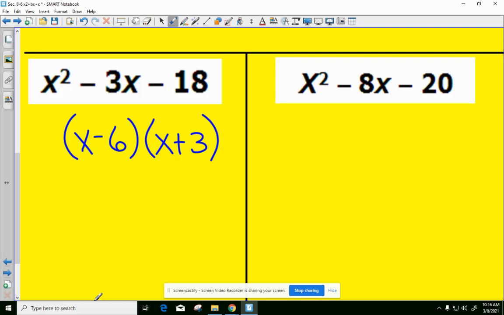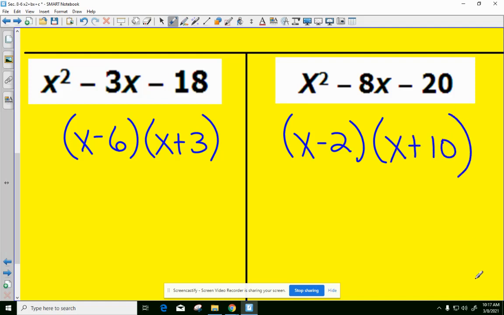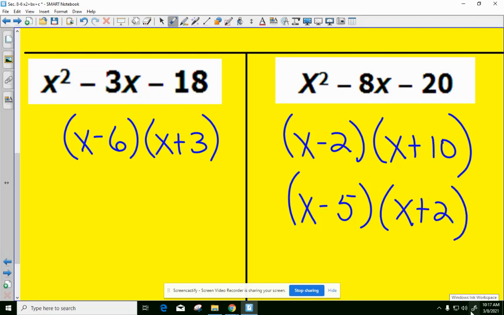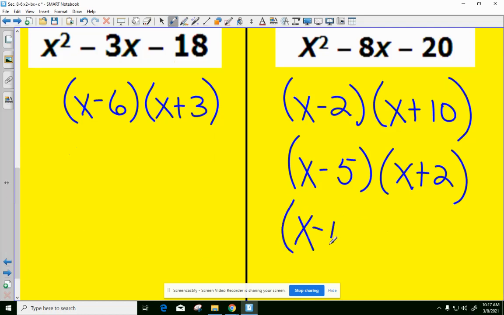Jaylee, got the other one? What do you got? Negative what? Negative 2 and positive 10. You agree? Is that what you said? Yeah?